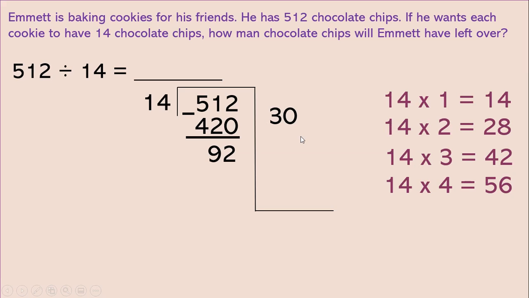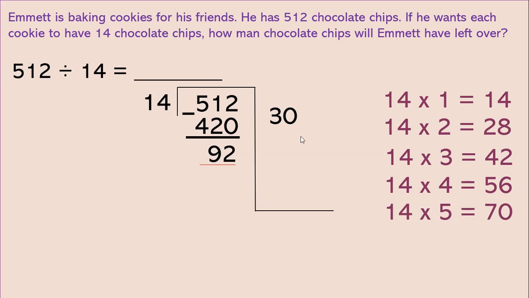So we know we can make some more cookies. Here we see that there's a 9 in the tens place. That means there's 9 tens rectangles. Well, that's not enough to split into 14 groups. So let's look at the ones. We have 92 ones in our entire number. So we're going to continue writing our multiples of 14 to get close to 92 without going over.